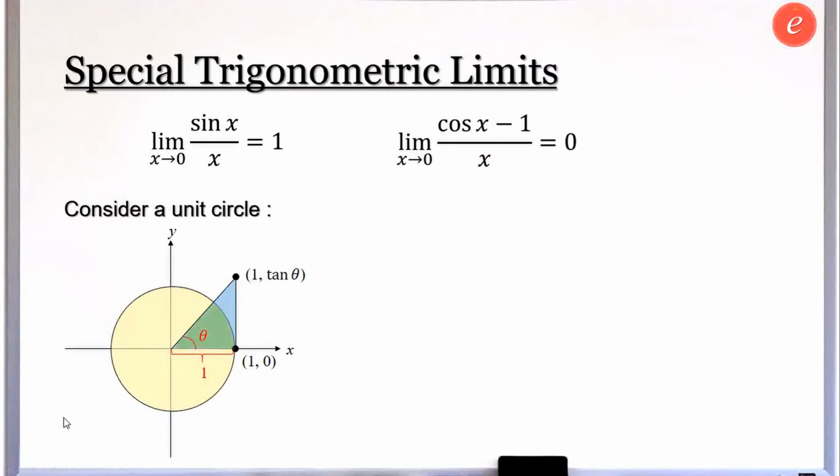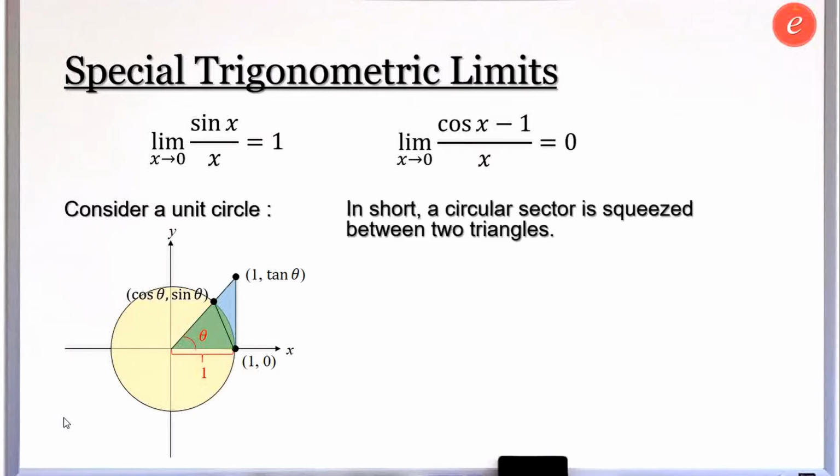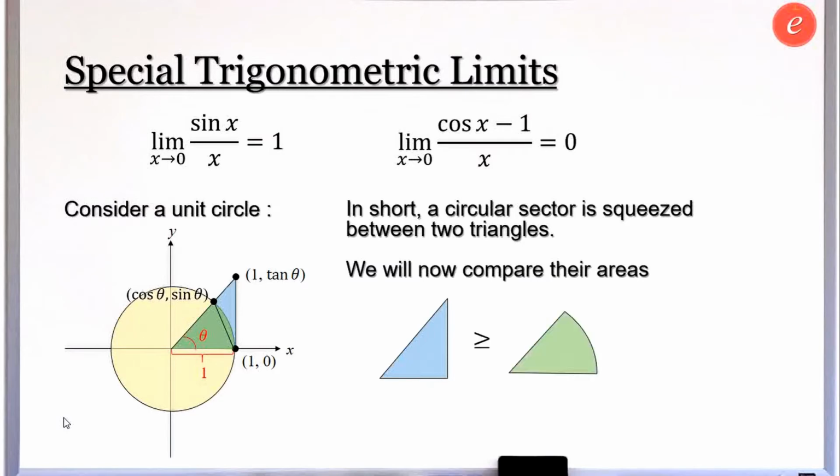Now I will color this sector green, then plot the point (cos theta, sin theta) and connect it with (1, 0). Now we have a circular sector which is squeezed between 2 triangles. We will now compare their areas. As you can see, the blue triangle is bigger than or at least equal to the area of the green sector, and this green sector is bigger than the green triangle.